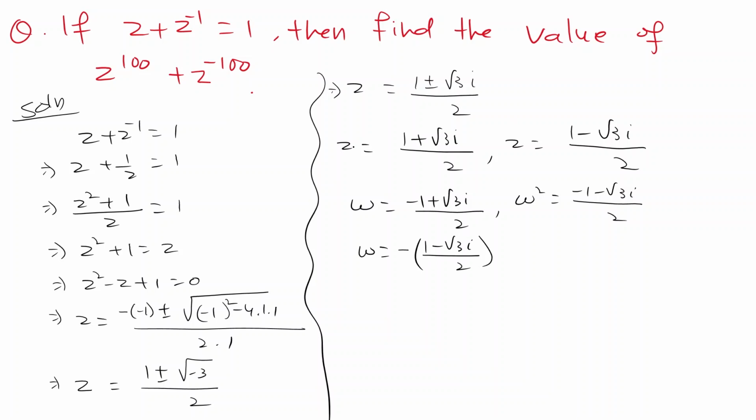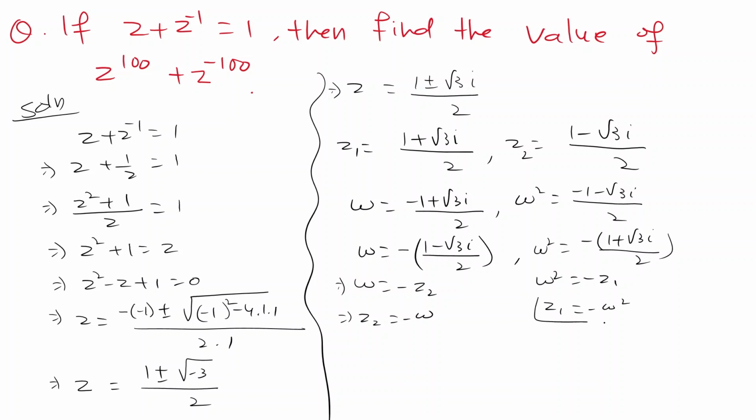So we have two values of z. Suppose that this is z1 and this is z2. So can you write this one as z2? Because 1 minus root 3 iota by 2 is z2. So omega is minus z2, so z2 is nothing but minus omega. Similarly, omega square, again take minus common. So 1 plus root 3 iota by 2 is nothing but z1. So this is minus z1. So z1 is equal to minus omega square, right? So the solutions of this equation are minus omega and minus omega square, right?